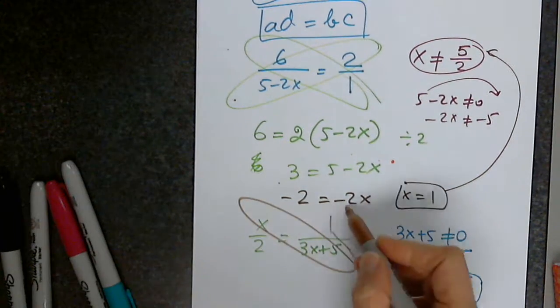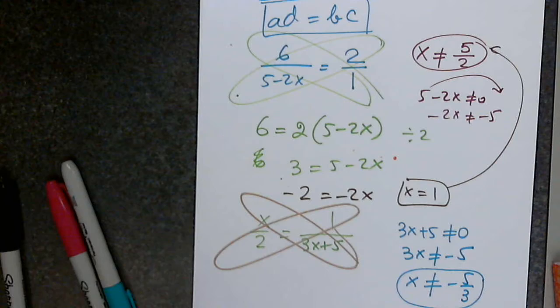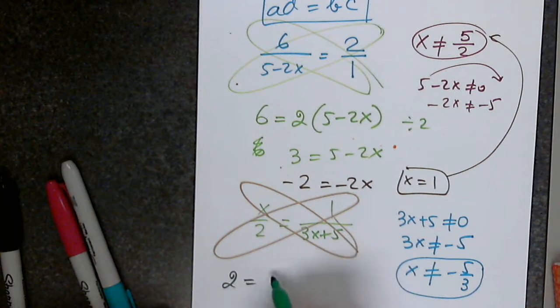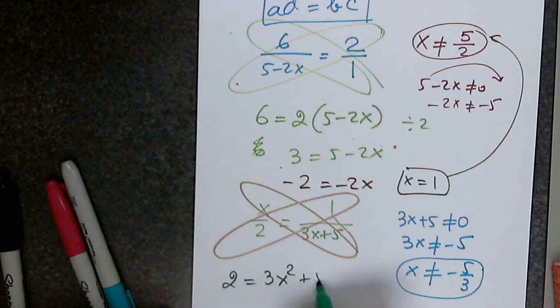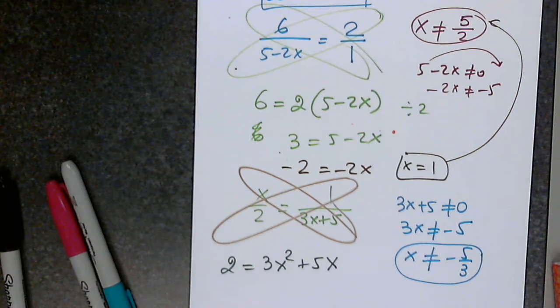Now, the denominator doesn't go away. It is incorporated in the product now. So one side is 2, and the other one I recommend distribute if you want to do it in one step. 3x squared plus 5x. So this rational equation, which was a proportion, changed into what type of equation?